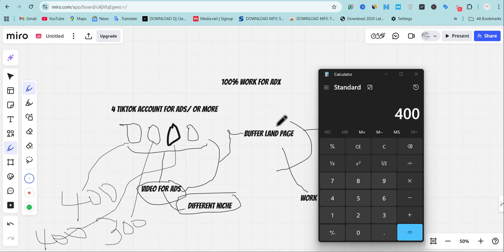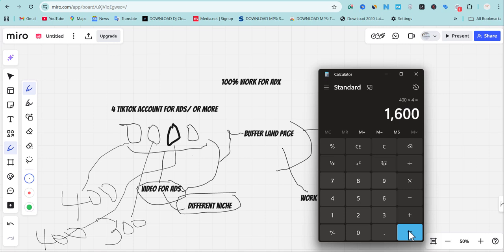And your buffer page should be well structured. Thank God for ChatGPT. You can tell ChatGPT your niche and ask it to help you create a proper buffer page that is going to convert. So let's say each of these TikTok accounts is giving you 400 clicks, based on the video ad you are promoting. Times 4 of those accounts, in different niches, you are getting 1,600 traffic in one spot, in different niches.